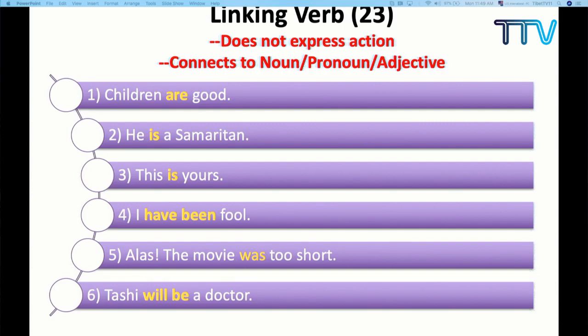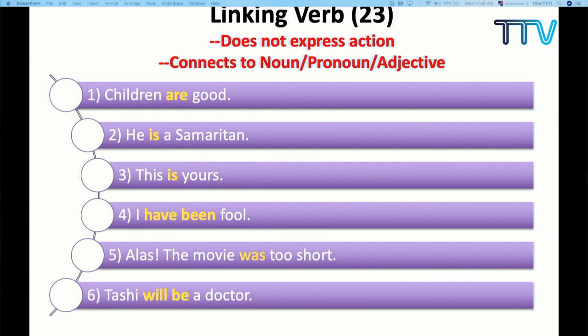Do you see any principal verb? No. Okay, so here the linking verb's work is to connect. It links children, good. It connects good to the children. He is a Samaritan. Okay, is connects Samaritan to him. So this is called a linking verb.